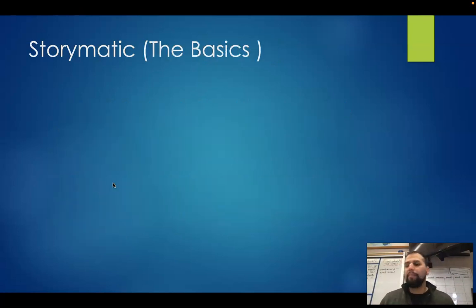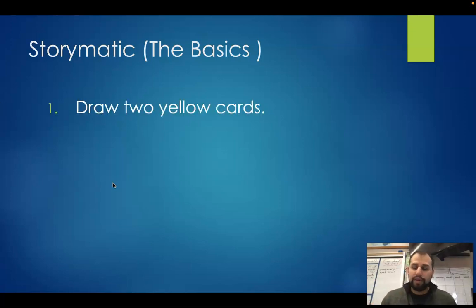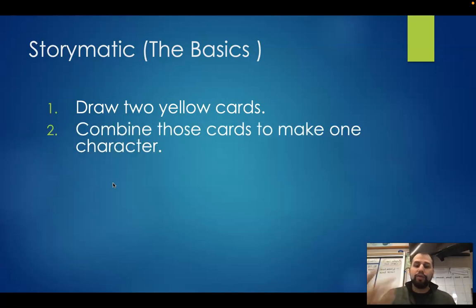So what are the basics? How do you use these cards? So first you draw two yellow cards. Those are the character cards, and from those cards you're supposed to combine them and make one character.